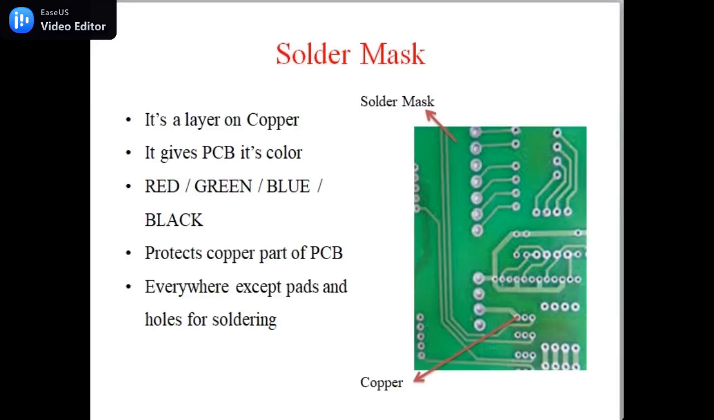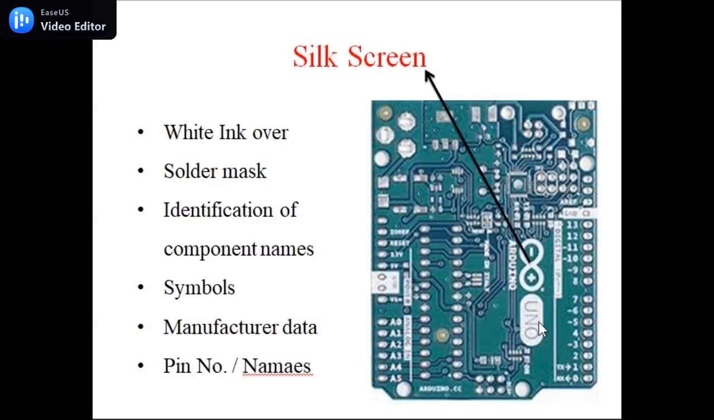Because of the solder mask, the copper tracks are protected properly, and the solder mask is placed everywhere except the pads and holes for soldering. Pads are for surface mounting devices and the holes are for through hole components. Next, what you can observe on any manufactured PCB is what is called silk screen.